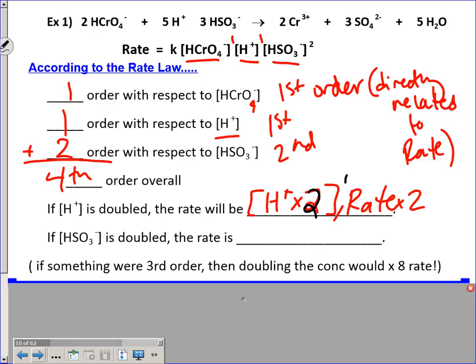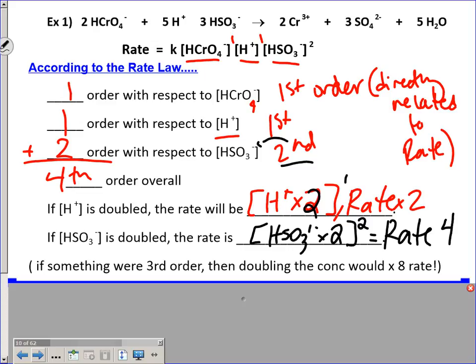Okay. So HSO3 bisulfite. If that's second order, if I take the concentration of HSO3 bisulfite and I multiply it by 2, it's raised to the what power? Say again? This is raised to the second power, right? So the rate will quadruple, right? Because 2 to the second power is 4.